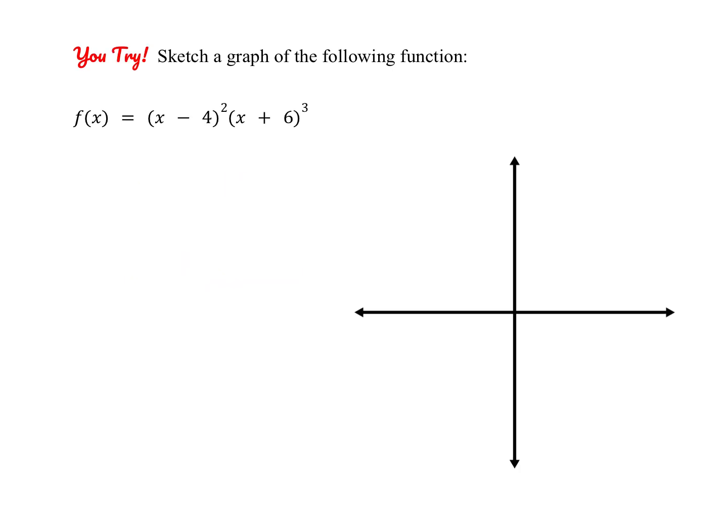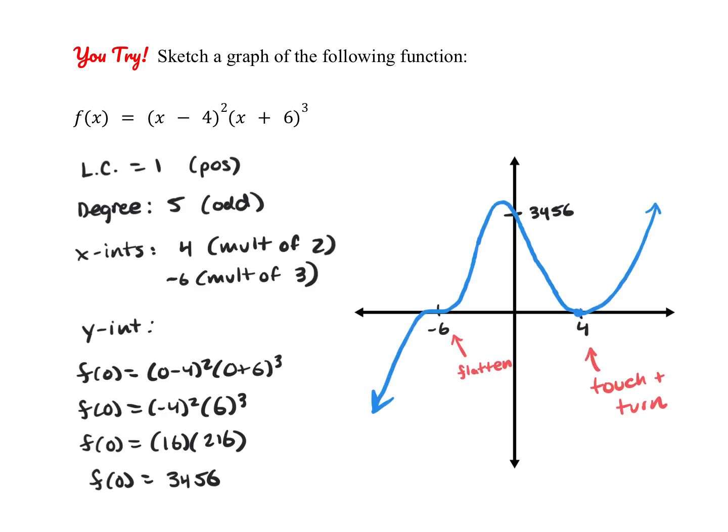Okay, here's one last one for you to try on your own. So again, pause the video and give it a shot. All right, go ahead and check. The leading coefficient is positive, so the right side goes up. The degree is odd, so the left side is opposite and therefore goes down.